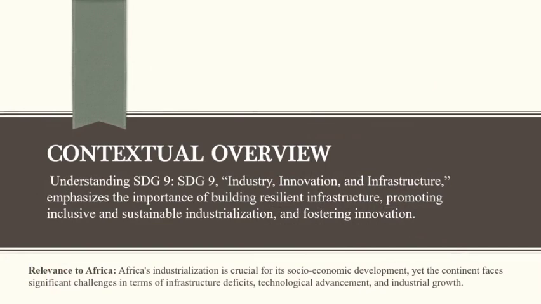Now, let's look at the contextual overview. Understanding Sustainable Development Goal 9. So we have several goals, and then we are looking at the number 9 goal. The number 9 goal spells out industry, innovation, and infrastructure. It emphasizes the importance of building resilient infrastructure, promoting inclusive and sustainable industrialization, and fostering innovation.